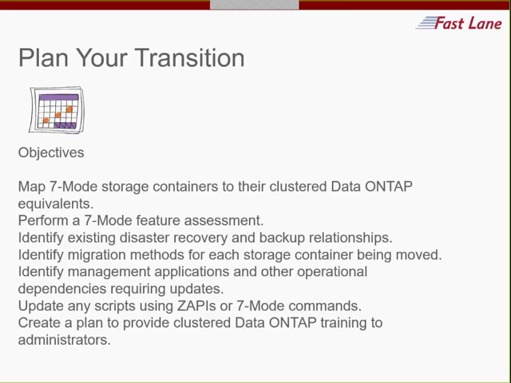Identify the existing disaster recovery and backup relationships. Identify the migration methods for each storage container being moved. Identify the management applications and other operational dependencies requiring updates. And then update any scripts that you use, in Zapier or the 7-mode commands, because there is a difference between 7-mode and cluster mode commands. So you need to make sure you update those scripts so they will still work in a clustered environment for you. And then create a plan to provide clustered ONTAP training to administrators.